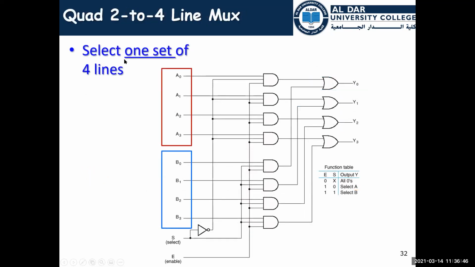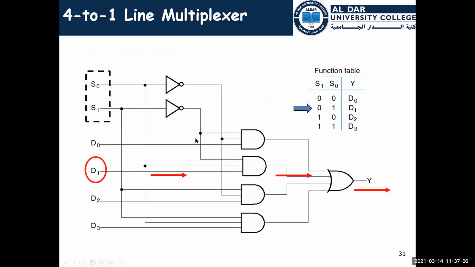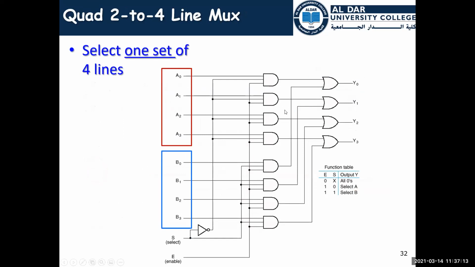What about 2 by 4? It's a quad 2 by 4 line multiplexer. We have a selection here to select one of these two inputs. You can say it is two copies of the 4 by 1. This is the first copy of 4 by 1, and this is the second copy of 4 by 1.